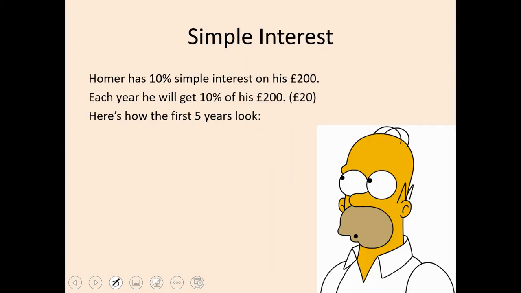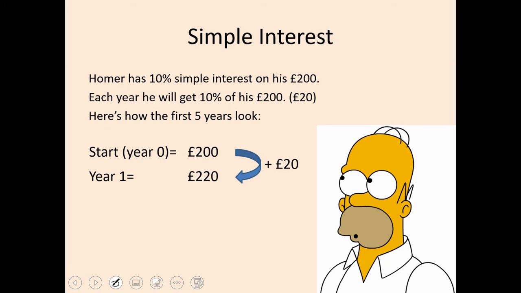We're going to go through a quick example. So simple interest here, it says Homer has 10% simple interest on his £200. Each year he will get 10% of his £200. What is 10% of £200? That's £20. So here's how the first 5 years look. In year zero, it's £200. After the first year, he gets 10% of the original amount, which is £20.